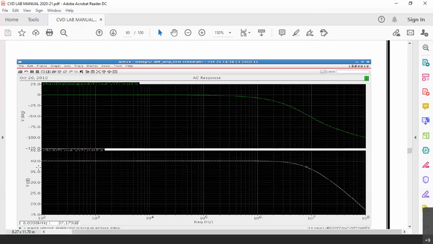So that way, you can see this is a direct coupled amplifier, where at the lower frequency, you don't have a cutoff frequency at all. Only at the higher frequency, you have a cutoff frequency.